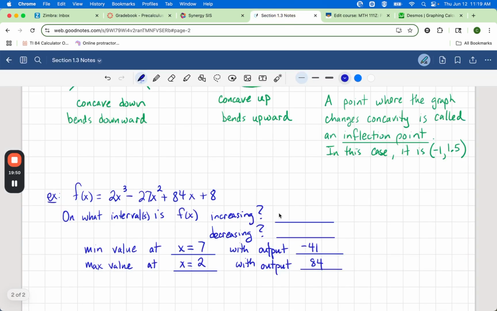So I'm increasing from -infinity to 2. Sometimes mathematicians will put a little U in there. It means the union of two sets. So union 7 to infinity. And then it's decreasing between those two: from 2 to 7 is decreasing.